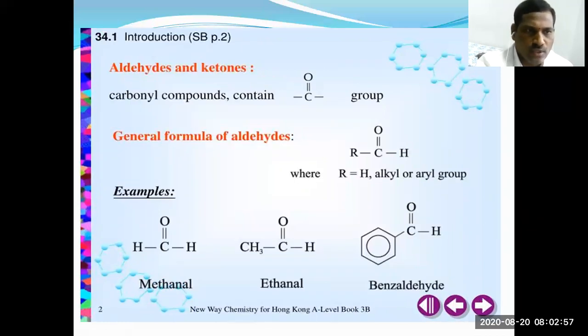Carbonyl compounds contain the C double bond O group. So aldehydes and ketones contain the C double bond O group, the carbonyl group. That's why these are called carbonyl compounds. The general formula of an aldehyde is RCHO, where R is hydrogen or an alkyl or aryl group. Examples are methanal, ethanal, benzaldehyde. These are aldehydes.